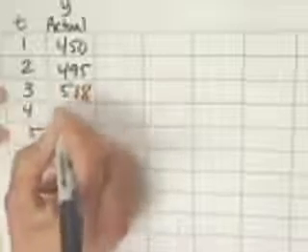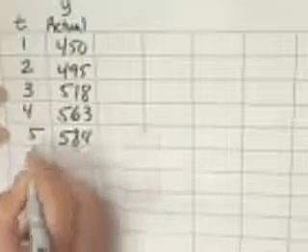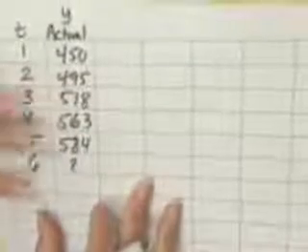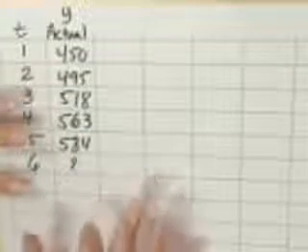Hi, this is Dr. Shafai, and I'm going to show you, using the same time series that we've been working with so far, where we have 5 past periods, and we have y, or actual values of 450, 495, 518, 563, and 584. We don't know what the actual is for time period 6, but we'd like to forecast it. I'm going to use the same time series and show you weighted moving average.